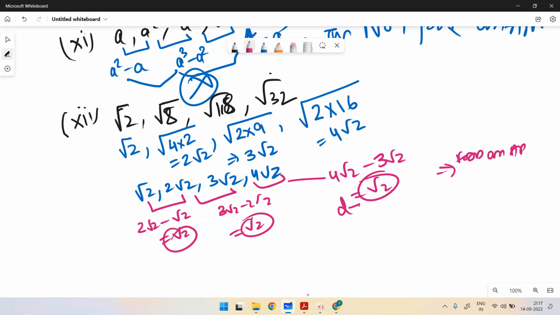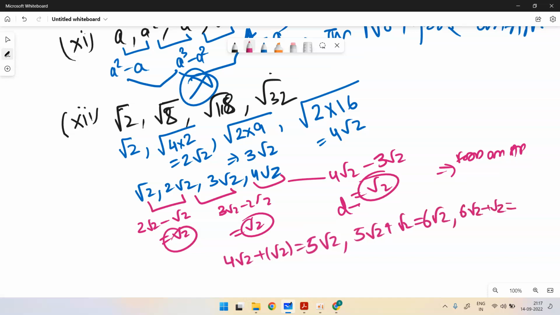Now what are the next three terms? The next three terms are 4 root 2 plus root 2, which is 5 root 2, and after that 5 root 2 plus root 2, which is 6 root 2, and the next is 6 root 2 plus root 2, which is 7 root 2. So the next three terms of this arithmetic progression are 5 root 2, 6 root 2, and 7 root 2. This is the answer.